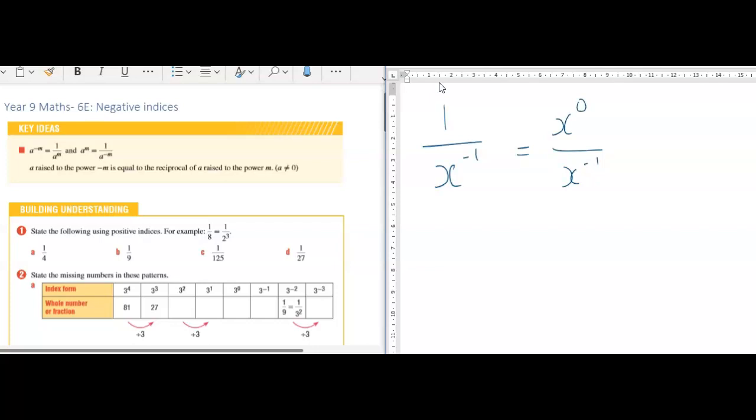Okay, so when we're dividing, we keep the first term, x to the power of 0, and we subtract the power of the other term that we're dividing by. So remember back to, I think it was index law number 2, when we're dividing, we subtract our powers. So I'm going to subtract negative 1. So x to the power of 0 minus negative 1. So 2 negatives gives us a positive. So it's just x to the power of 1, which just gives us x.